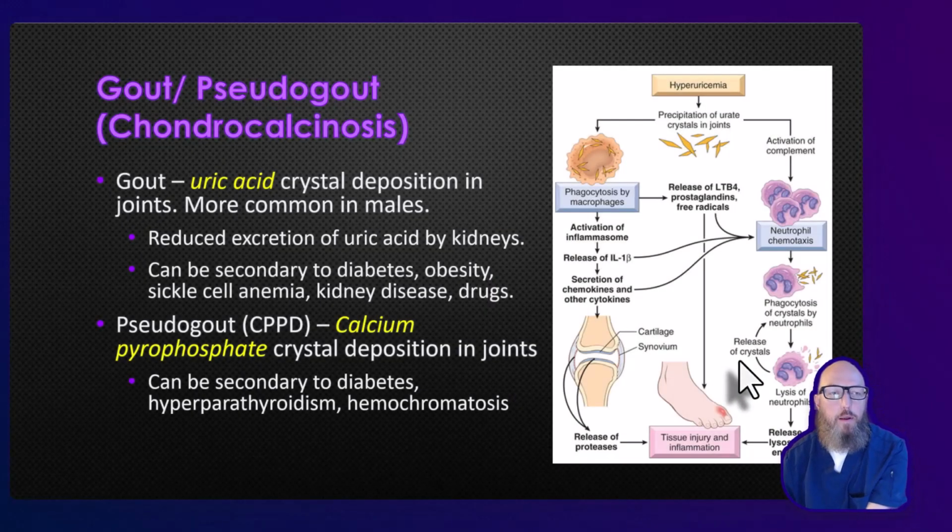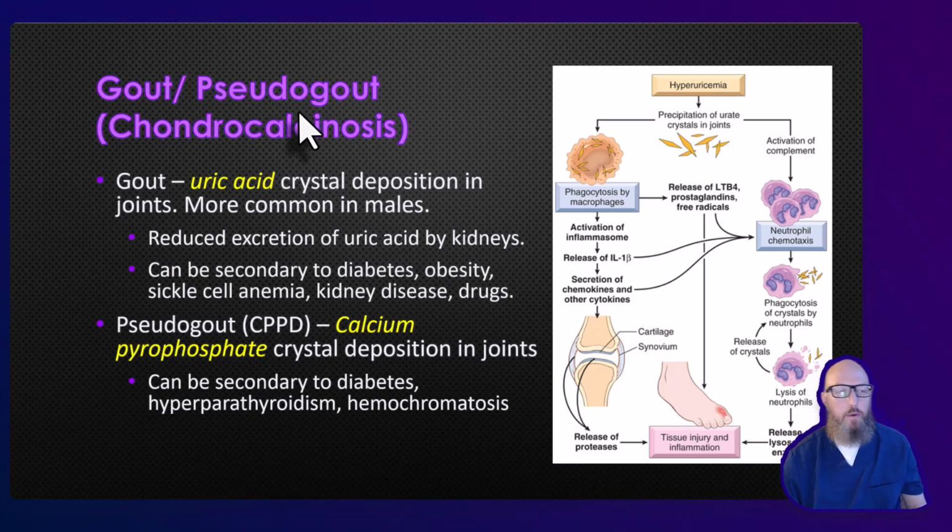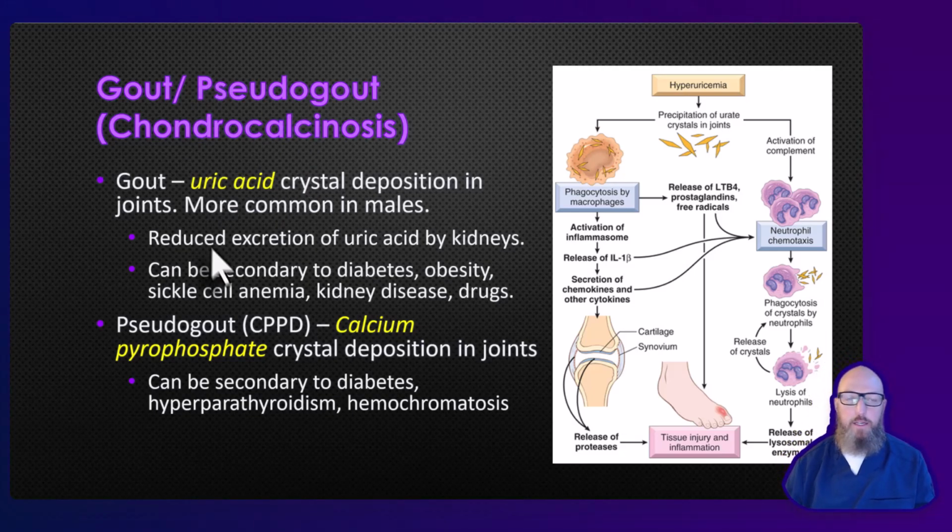All right, so I want to talk a little about gout and pseudogout. Gout doesn't often affect the temporomandibular joints. Pseudogout isn't super common either, so good to know both of them. Chondrocalcinosis is another term for pseudogout. So the only difference between these two is the type of crystal that's depositing within a joint space.